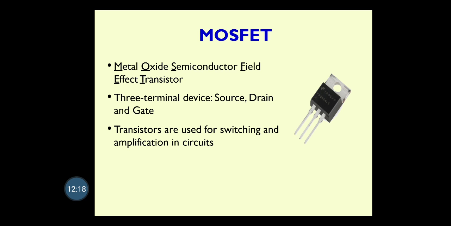The full form of MOSFET is metal oxide semiconductor field effect transistor. It is a 3-terminal device and the names of the terminals are source, drain and gate, and the transistors are used for switching and amplification in circuits and many more.